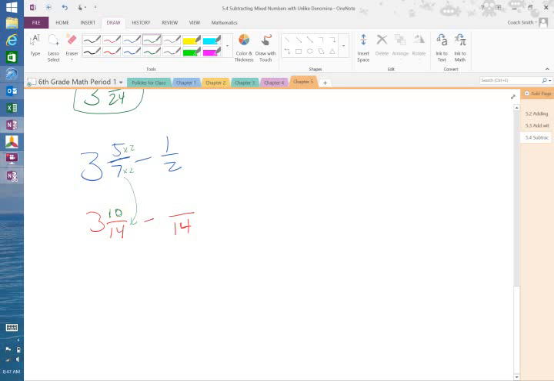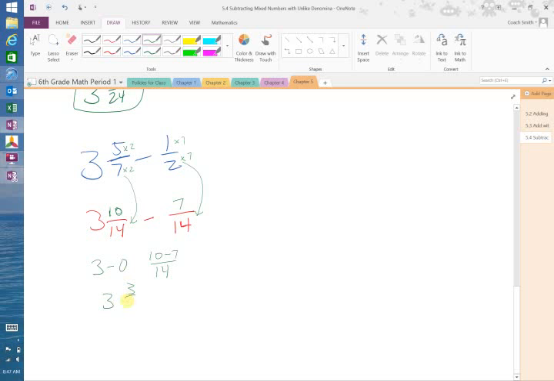Very important step that you do that, okay? What do we do to 2 to make it 14? Multiplied by 7. That makes that 7 over 14. Okay? Now we just have 3 minus 0 and 10 minus 7 over 14. And that's where we get our 3 3/14. Once again, no reducing is needed. Okay?